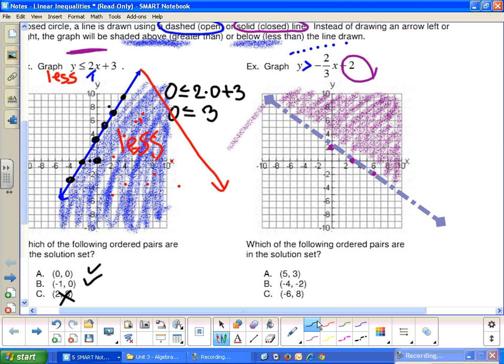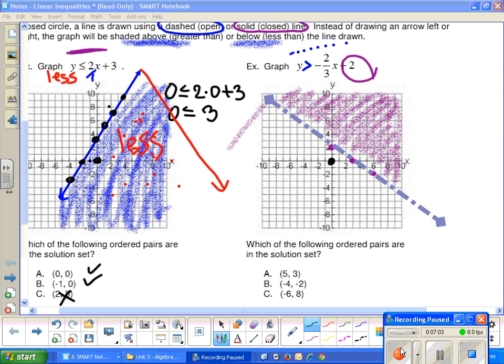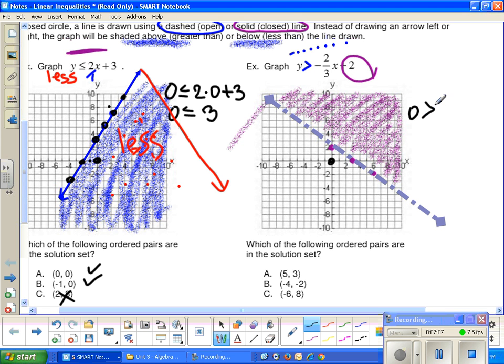So we take check points. If we check 0, 0 again, we did not shade that direction. So 0, 0 is 0 greater than negative 2/3 times 0 plus 2. So basically, is 0 greater than 2? False. We shaded it the correct way because we don't want this to be in our area. All of these are solutions.